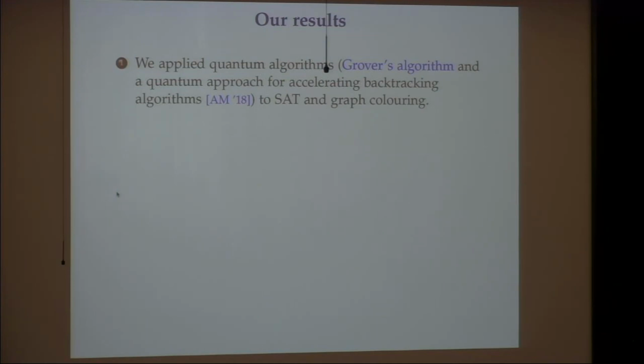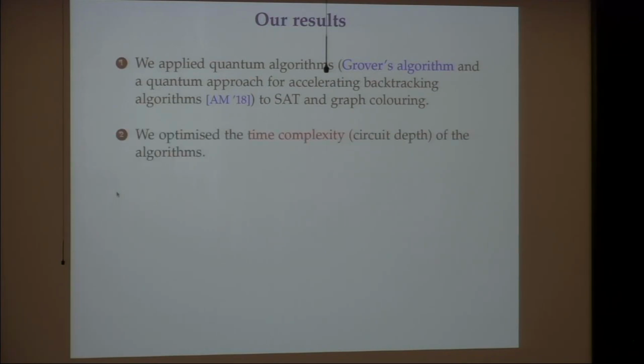Each of these algorithms achieves a kind of square root type speedup over its classical counterpart. So Grover's algorithm accelerates classical unstructured search, and this quantum approach to accelerating backtracking accelerates a class of so-called backtracking algorithms by a sort of square root. So these are not exponential speedups, but they might still be interesting. We applied these algorithms to these particular tasks.